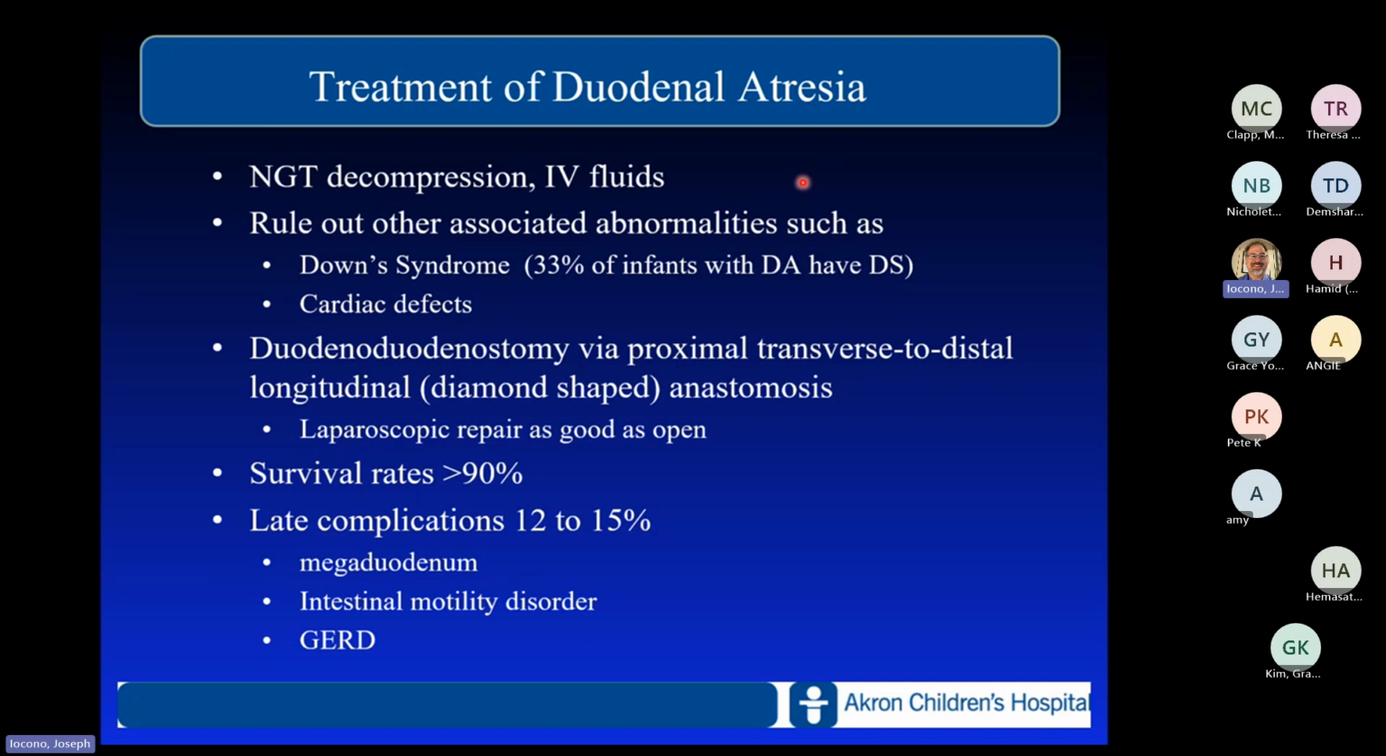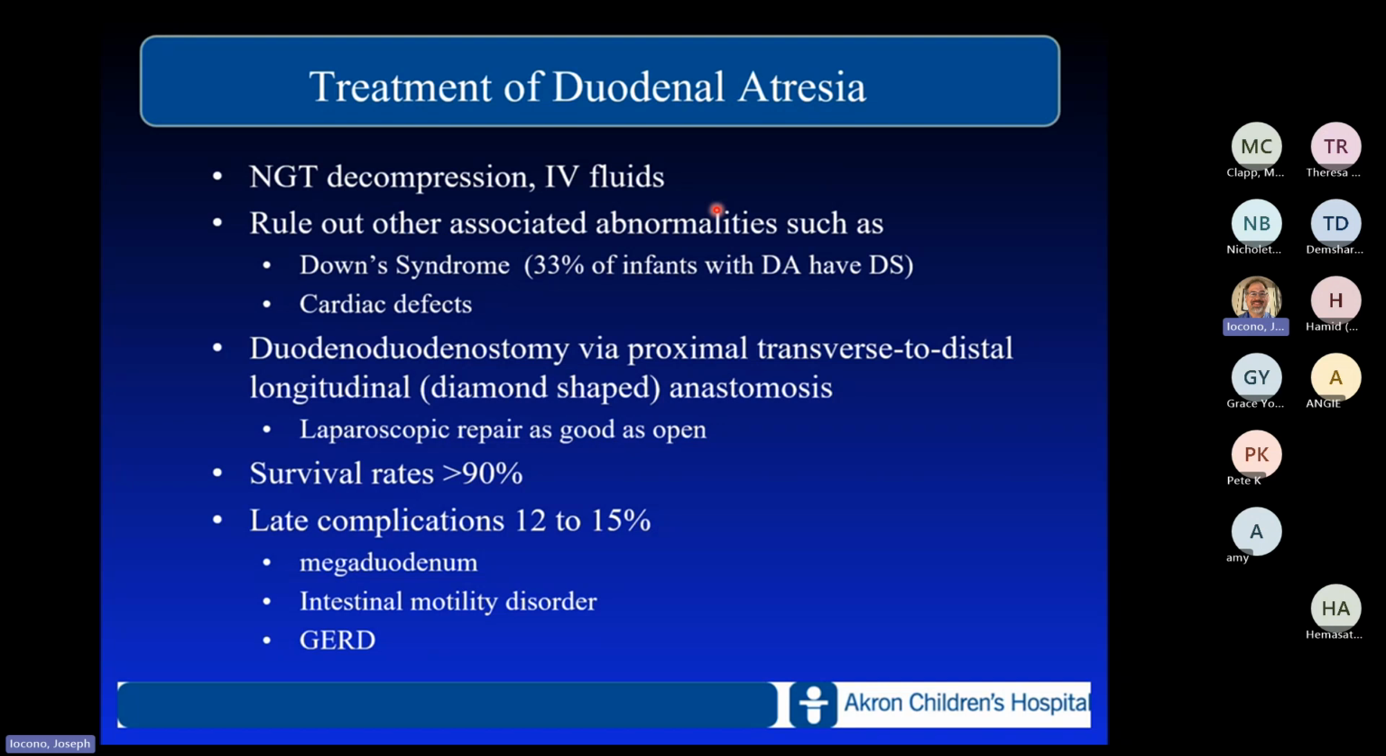Duodenal atresia has an association with Down's, and since it is associated with Down's, there is a small association with cardiac defects. If you have duodenal atresia and Down's, you've got a higher risk of a cardiac defect.